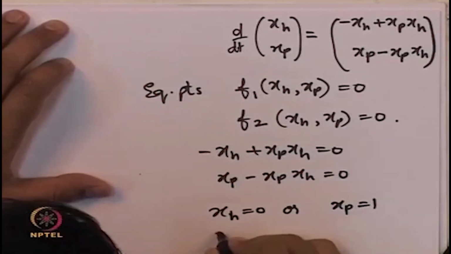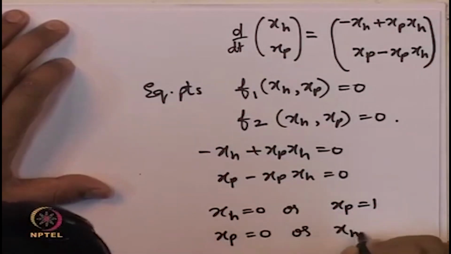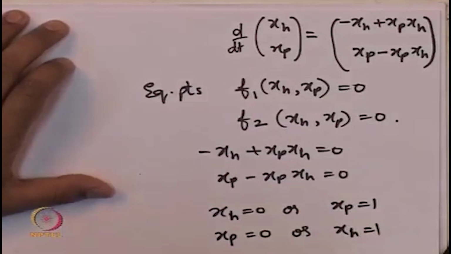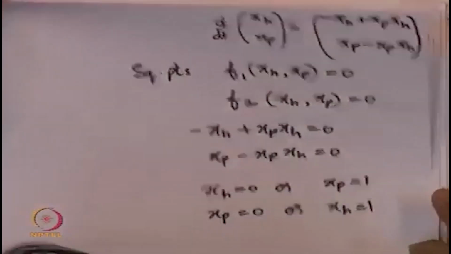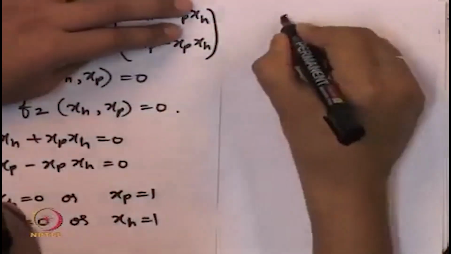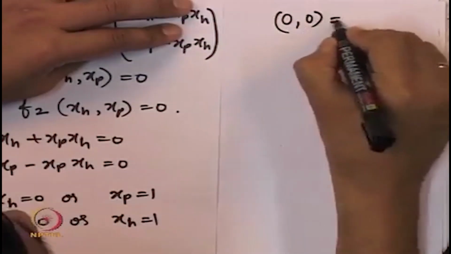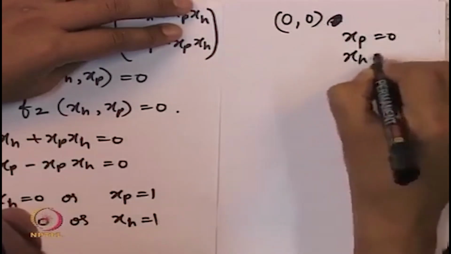The second equation says xp equal to 0 or xh equal to 1. So how many pairs of equilibrium points does this give us? An equilibrium point has an xp and an xh coordinate. Let us see what all the possibilities are. If both equations have to be satisfied, then one can have (0, 0), which is nothing but xp equal to 0 and xh equal to 0.